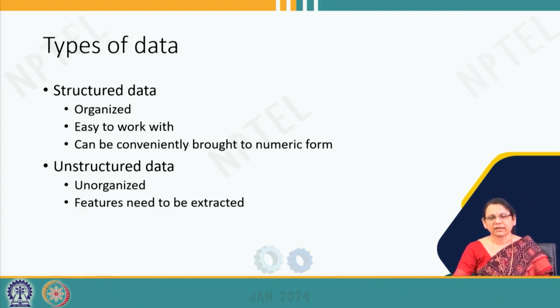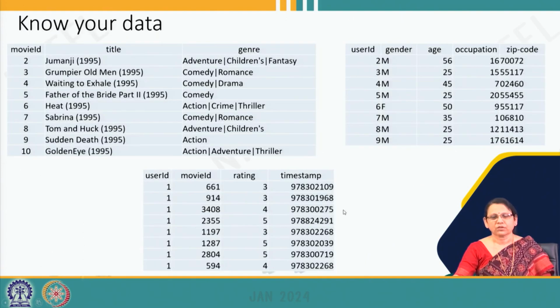When we talk about the data, data can be structured or unstructured. Structured data is organized and it is very easy to work with, and it can be conveniently brought to numeric form, which can ultimately be used by the algorithm, whereas you have to do a little extra work on unstructured data and bring it to a structured form so that it can be used by the algorithm that you are targeting.